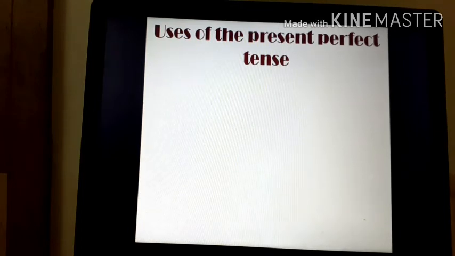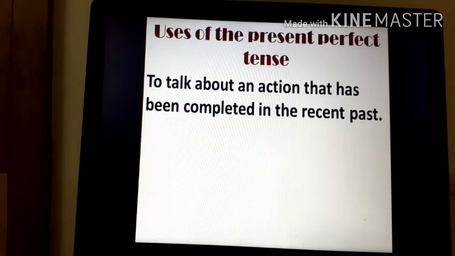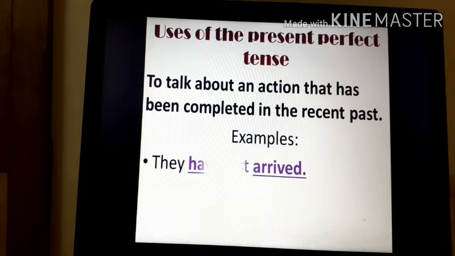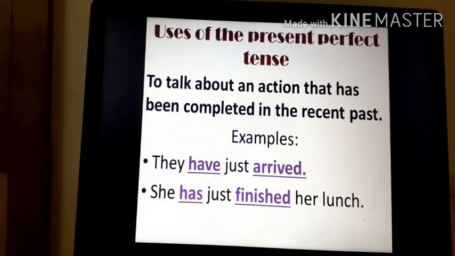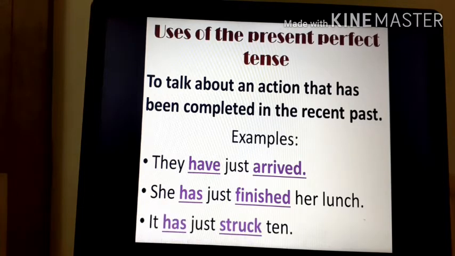Now we will see the uses of the present perfect tense. Present perfect tense is used to talk about an action that has been completed in the recent past. Let's see some examples. They have just arrived. She has just finished her lunch. It has just struck 10.